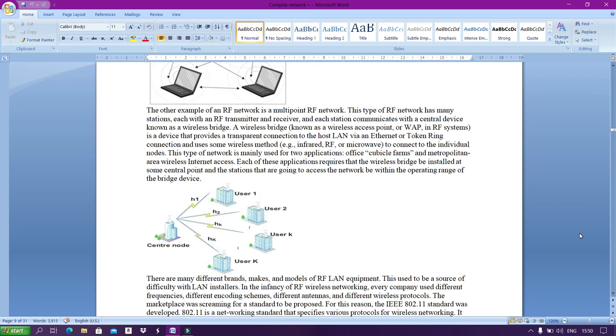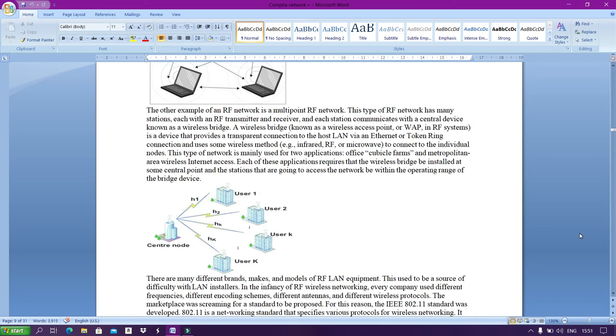The other example of an RF network is a multiple RF network. This type of RF network has many stations, each with an RF transmitter and receiver. Each station communicates with a central device known as a wireless bridge. A wireless bridge, known as a wireless access point or WAP in RF systems, is a device that provides a transparent connection to the host LAN via an Ethernet or token ring connection that uses some wireless method, e.g., infrared or microwave, to connect to the individual nodes.